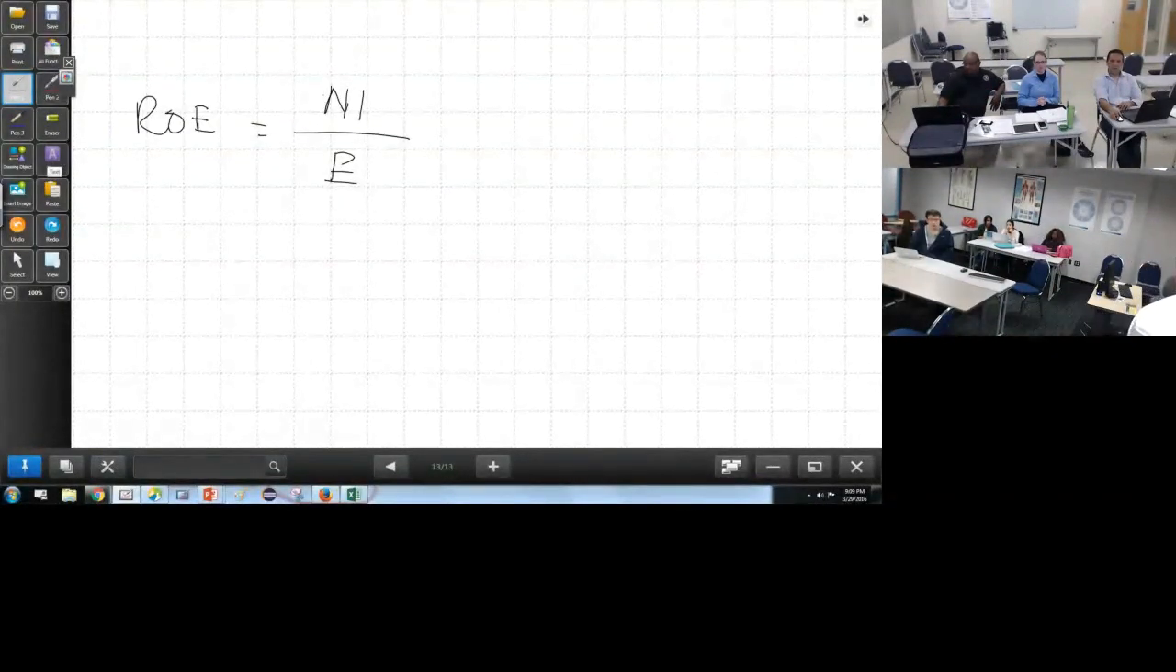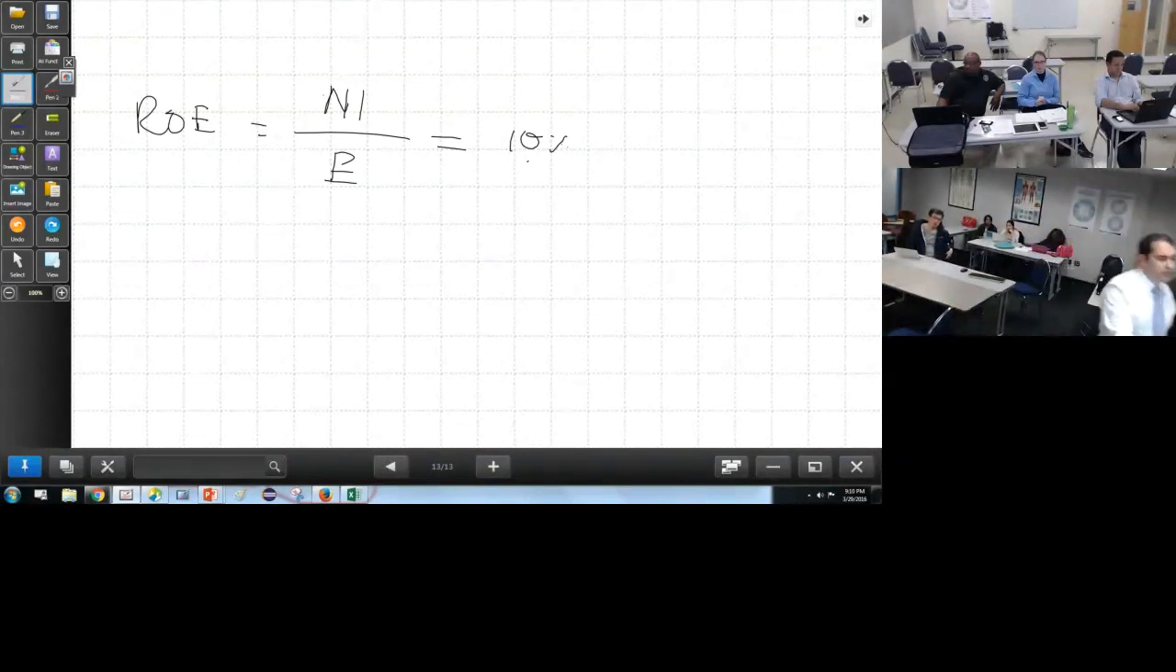If this is, for example, 10%, in other words, the business is earning a 10% return for the owners on their investment. So if the owner's total investment in the business is $100 million, the business has a net income of $10 million. Make sense? Okay.